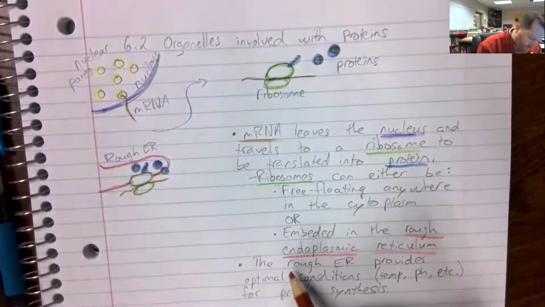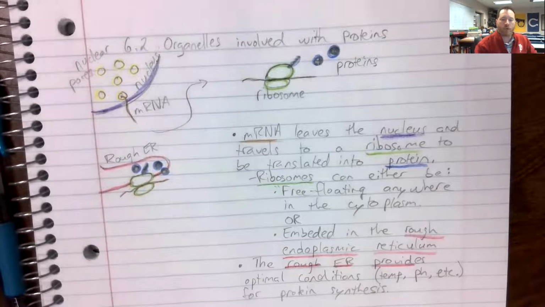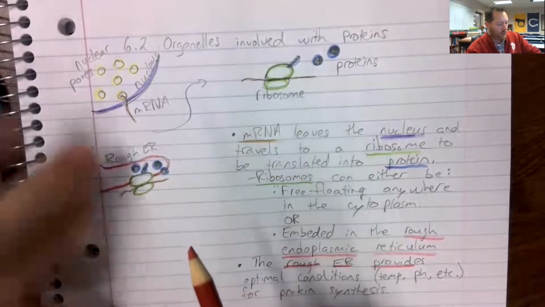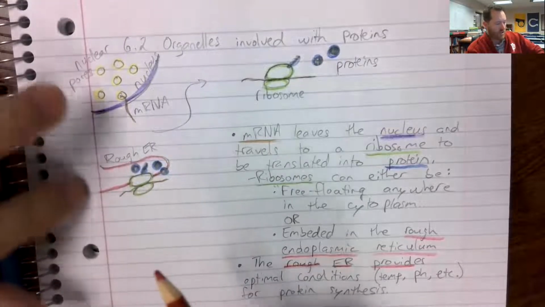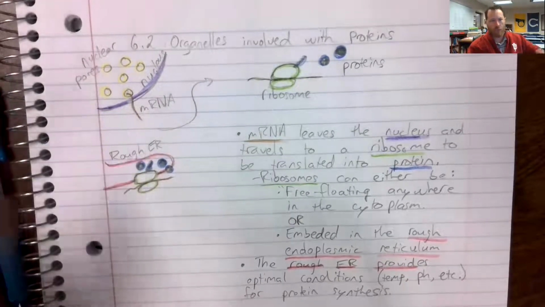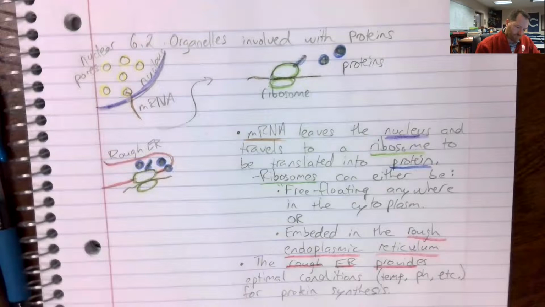Rough ER, its job is to provide optimal conditions. Remember, this is a membrane-bound organelle. Now it looks like it's opened over here, but really, if we continued off the page, it would actually be continuous with the nuclear envelope. Probably should have made it purple, but it is a different organelle. So I made it a different color.